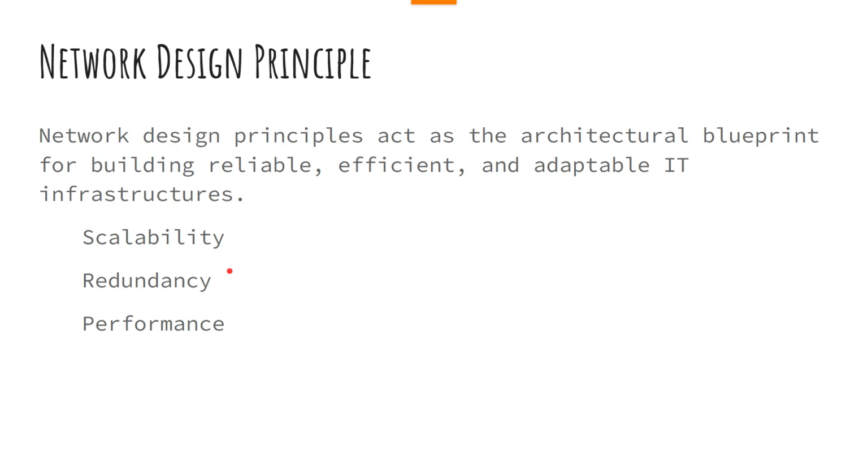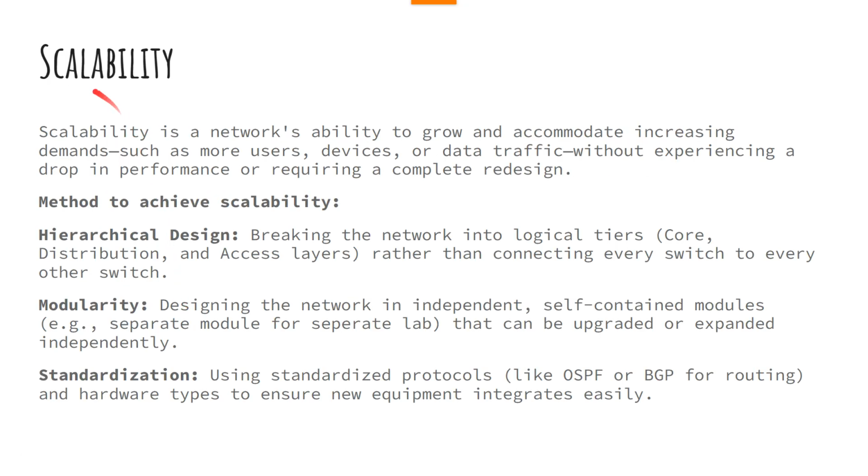So let's understand what is network design principle. Network design principle acts as an architectural blueprint for building reliable, efficient, and adaptable IT infrastructure. And the three pillars are scalability, redundancy, and performance. So basically, these three are like the parameters which we need to ensure are taken care of when you are designing the network. So let's look at the first one, scalability.